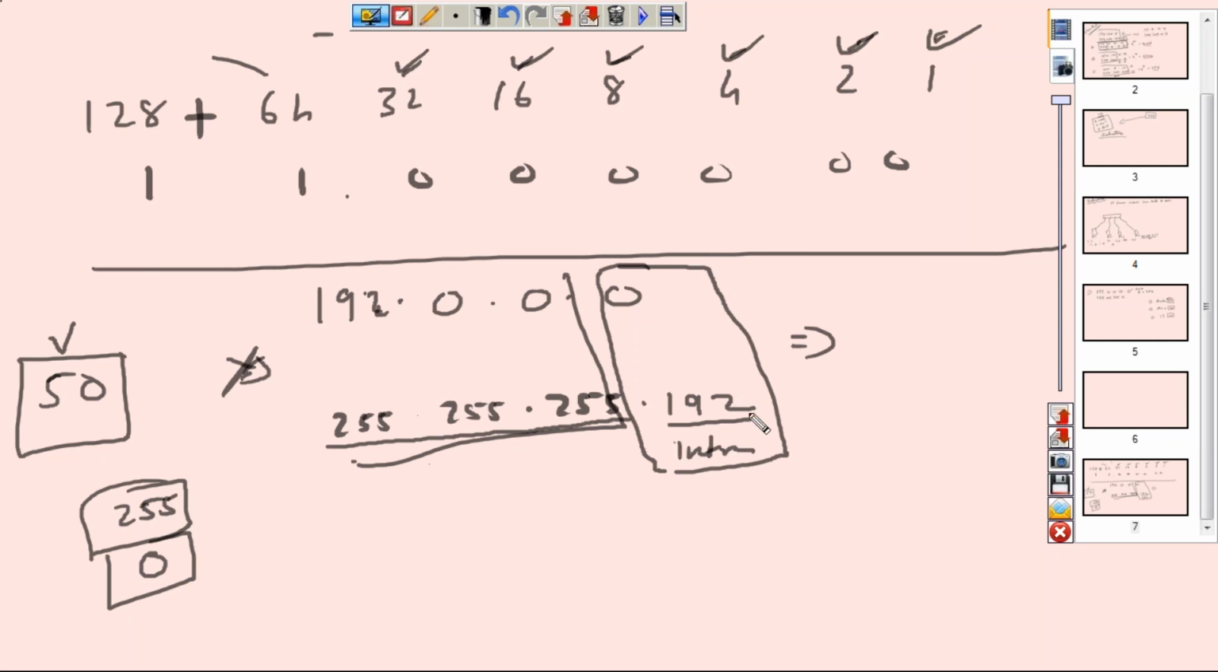Now, how do we find the actual size of our network? You take the interesting octet. What is the maximum possible in one octet? 256, right? And we subtract this 192 from that. What do we get?